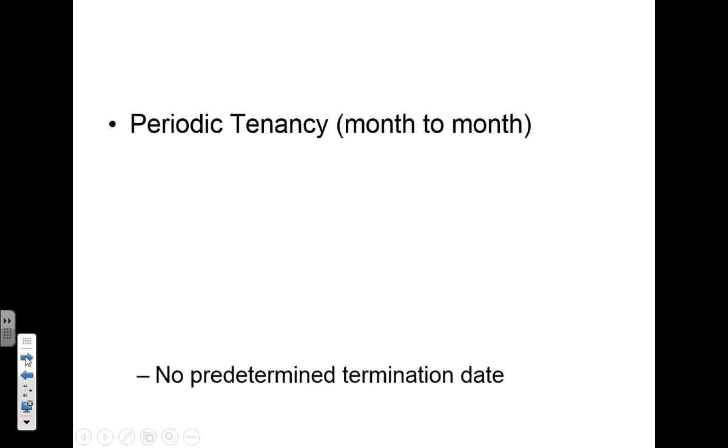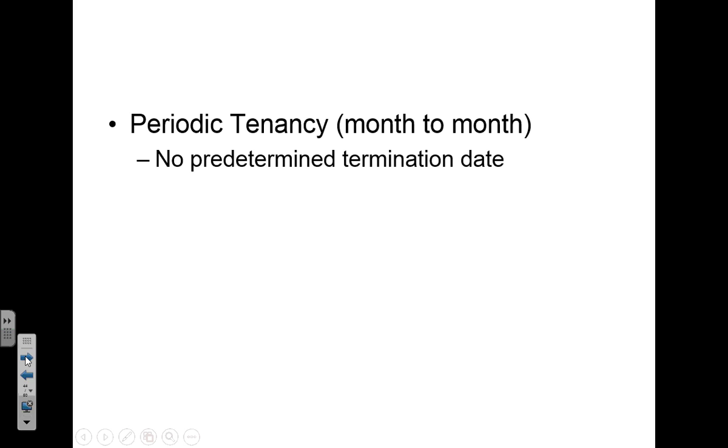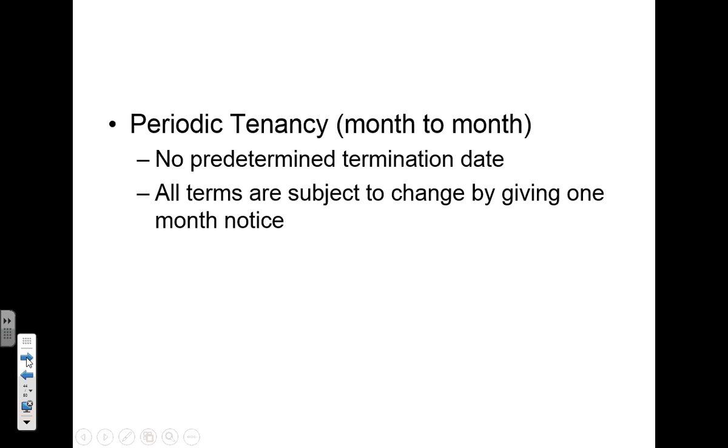Now, this one's a little more complicated. Okay, first of all, there's no predetermined termination date. You don't necessarily know when this contract ends. Just because it's a month-long lease doesn't mean that you're only going to live there for a month. It could be ongoing, month-long, renewed every month, over and over and over. So it could be you stay there for 5 years, or you can stay there for 1 month. But you don't know looking into the contract itself.